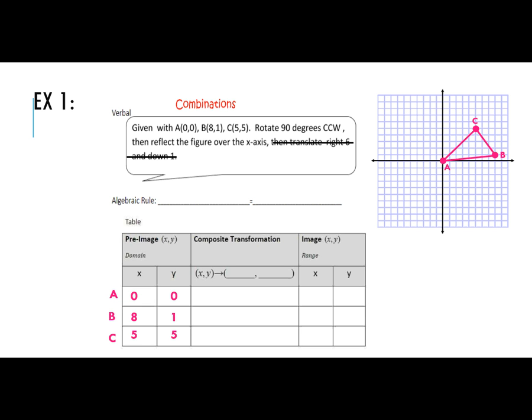221 bus is here. It will be leaving in 1 minute. Bus 221 will be leaving in 1 minute. Sorry for the interruption. I did not think that was happening. But anyway, so let's continue on.